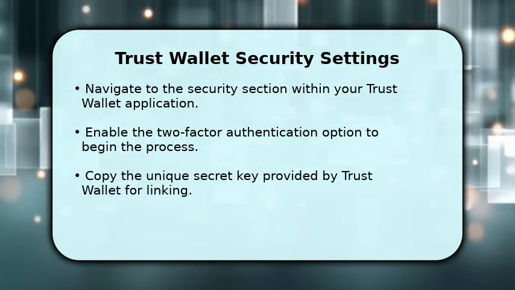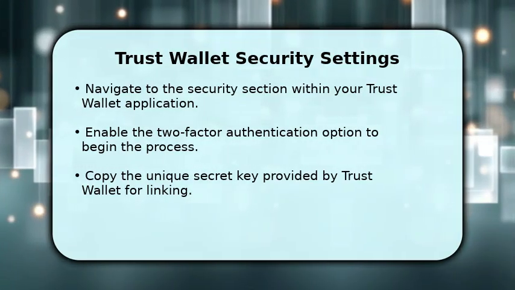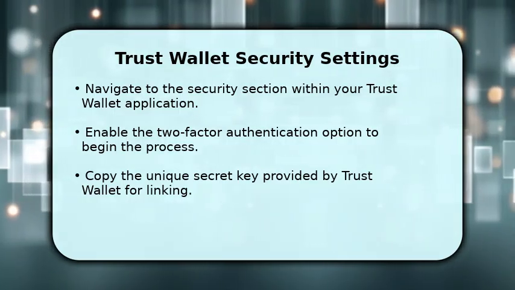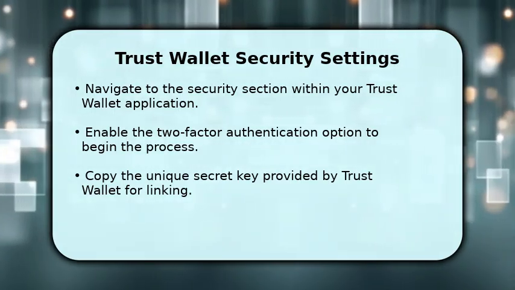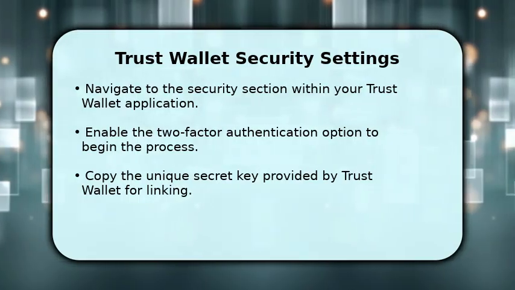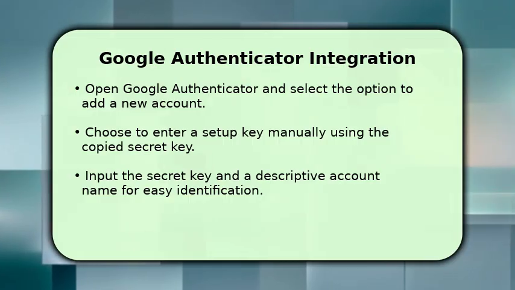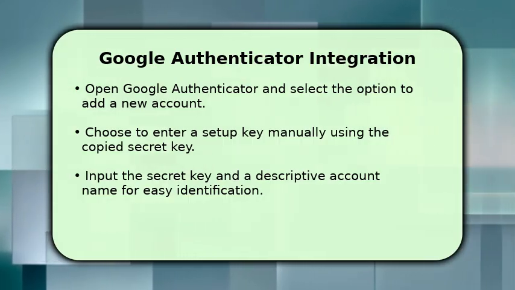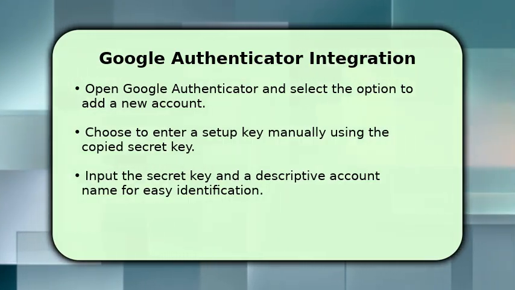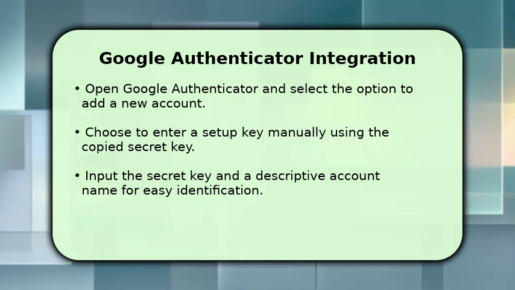This key acts as the bridge between your Trust Wallet and Google Authenticator, ensuring a secure connection. Do not share this key with anyone. Now open your Google Authenticator app. Tap the plus sign to add a new account. Select Enter a setup key and paste the secret key you copied from Trust Wallet.